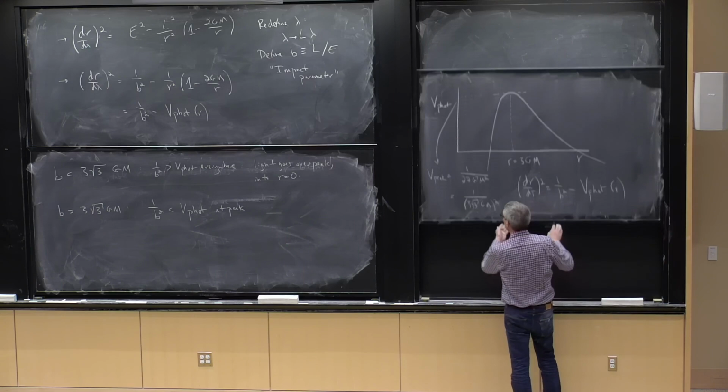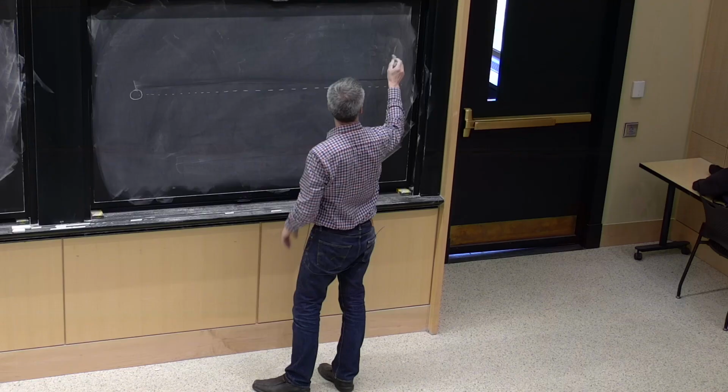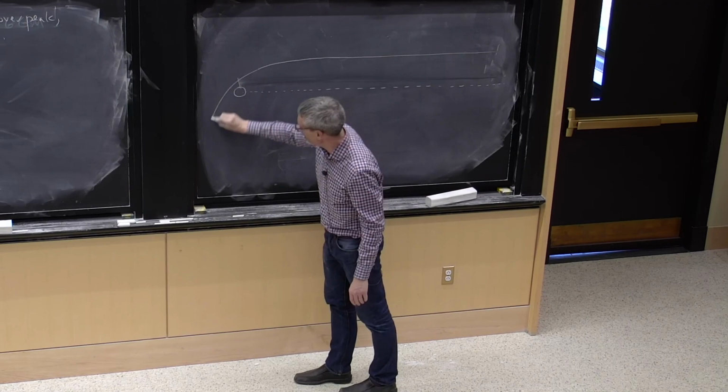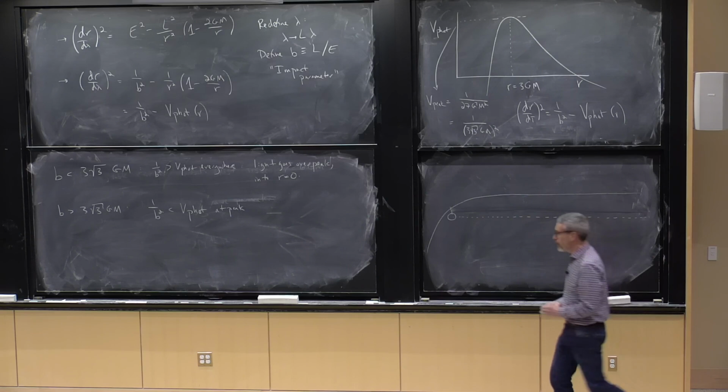On this diagram, that corresponds to a light ray that's perhaps out here. And this guy comes in, maybe gets bent by the gravity a little bit, and then just shoots back off to infinity.